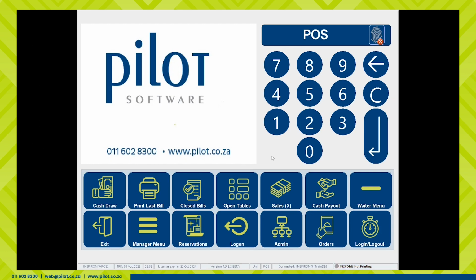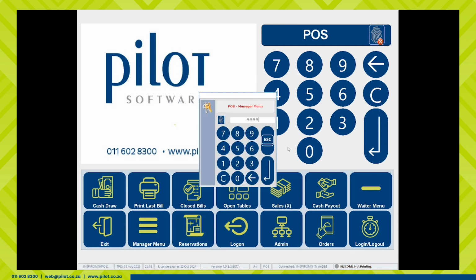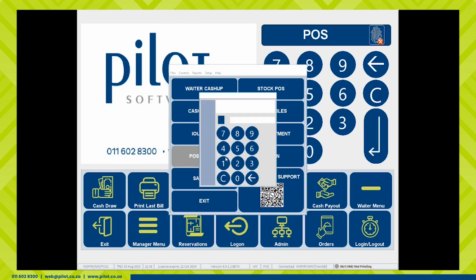All transactions that took place on this station, for example floats given, tender received or payouts made, will need to be confirmed through this Cashup to balance your till at the end of your day. To do this, select Manager menu, then Authorize. Select POS Cashup and Authorize.